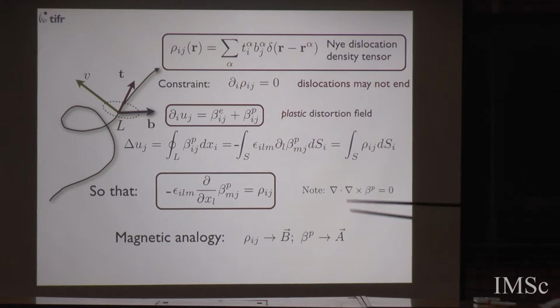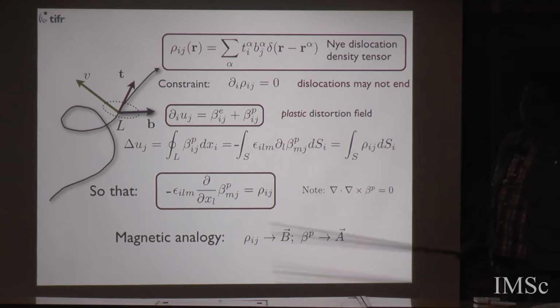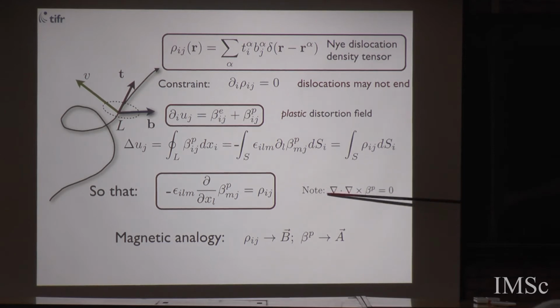Okay. The nice thing about working with the plastic distortion field instead of the dislocation density tensor is that this constraint is automatically enforced. Because this comes from a curl, its divergence is always 0. This is the same advantage that you have working with vector potentials instead of the magnetic field, because you don't have to separately impose the constraint that the divergence of B is equal to 0.